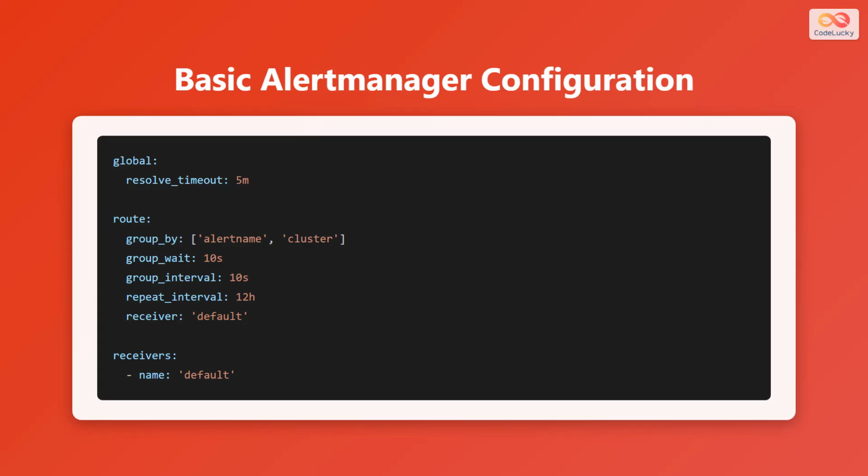Group wait is set to 10 seconds, meaning Alertmanager waits this long before sending the first notification for a new group. Group interval is also 10 seconds, controlling how often to send updates about existing groups. Repeat interval is set to 12 hours, which prevents sending the same alert too frequently. Finally, we specify a default receiver that will handle all alerts that don't match more specific routes.